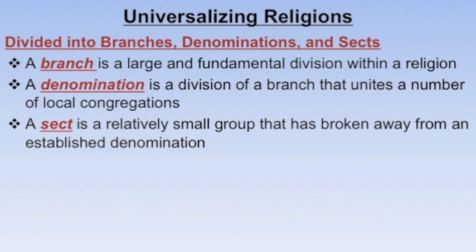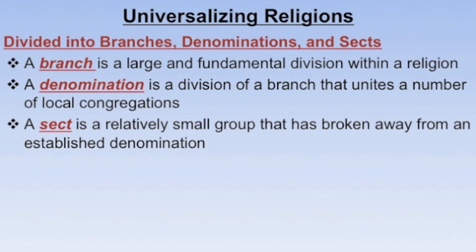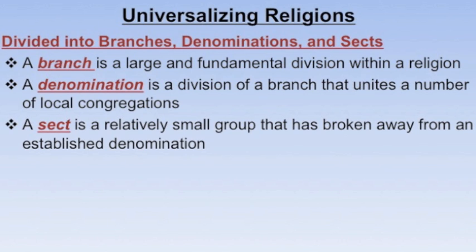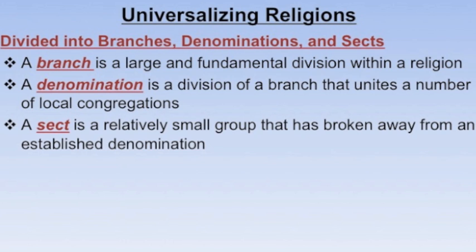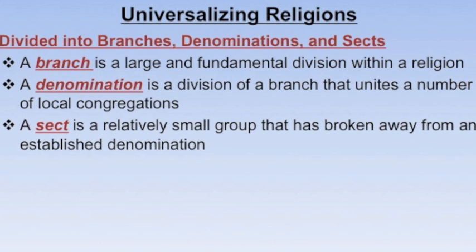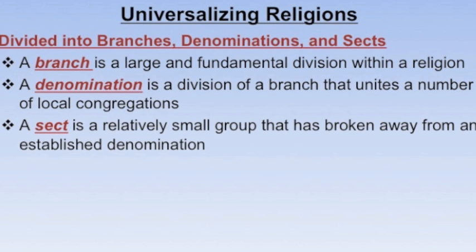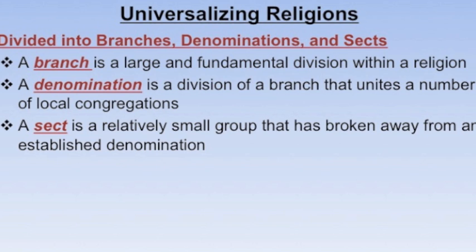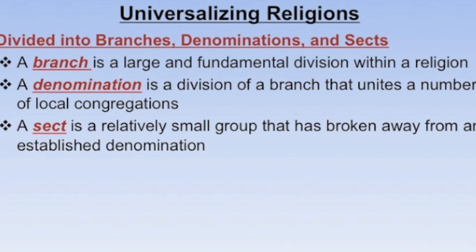Going back to the universalizing religions, which were Buddhism, Islam, and Christianity, you can then take these religions and break them up into branches, denominations, and sects. A branch is a large and fundamental division within a religion. Below the branch is a denomination, and this is a division of a branch that unites a number of local congregations. So these are people that believe in the branch, but they're a little bit different than some of the other groups. And then you've got a sect, and this is a relatively small group of people that's broken away from the established denomination.